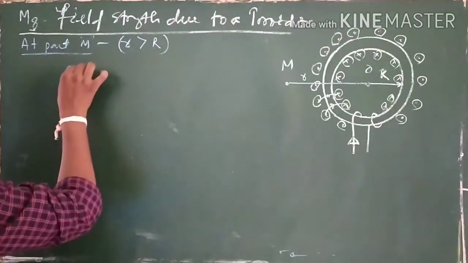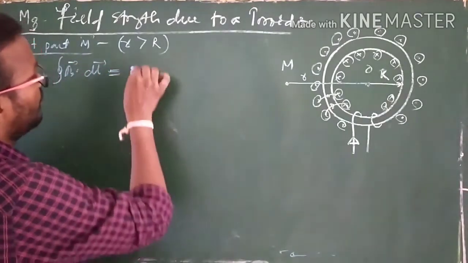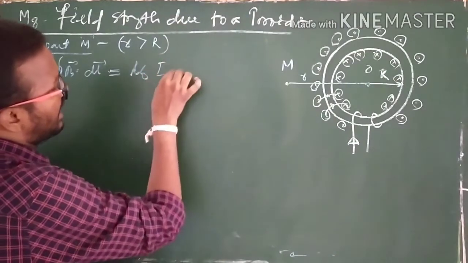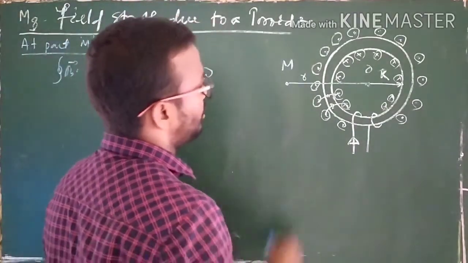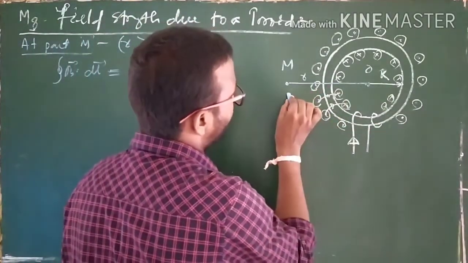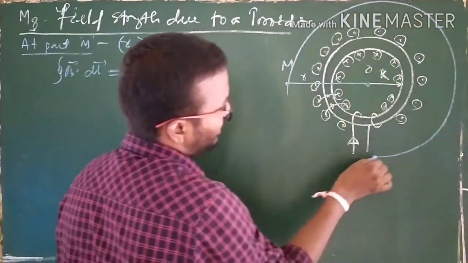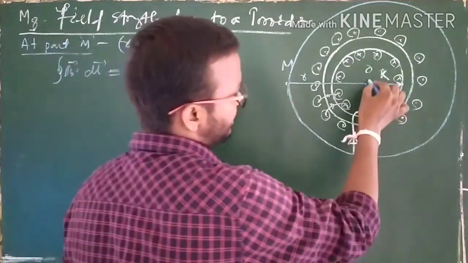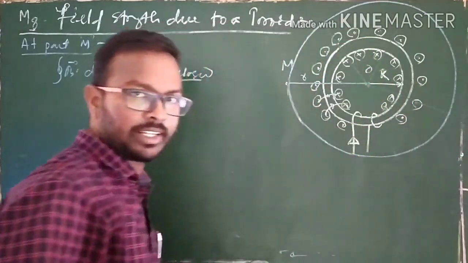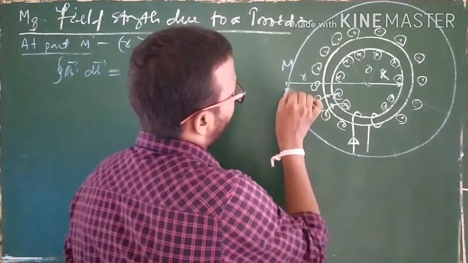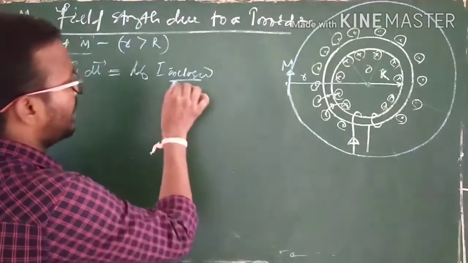Clear? So according to Ampere's circuital law, the closed integral of B dot dl is equal to mu naught times I enclosed. What is I enclosed? If we draw an Amperian loop of radius r, and this Amperian loop is passing through point M, it is a circle, and this distance is also r, and this distance also r. This Amperian loop is passing through point M, where we have to find the magnetic field strength. Clear?